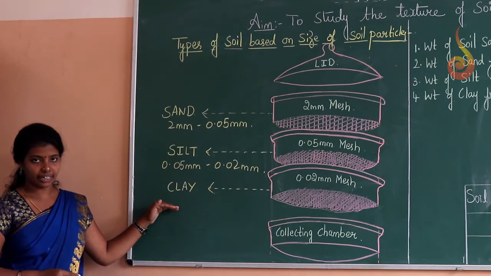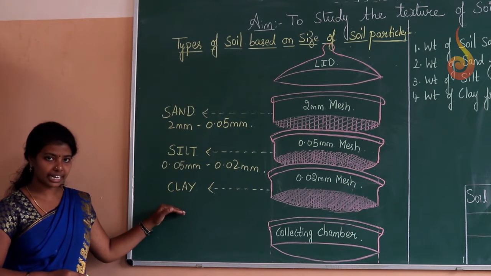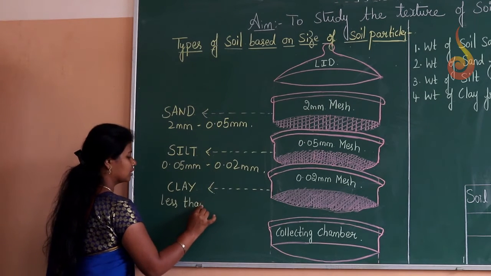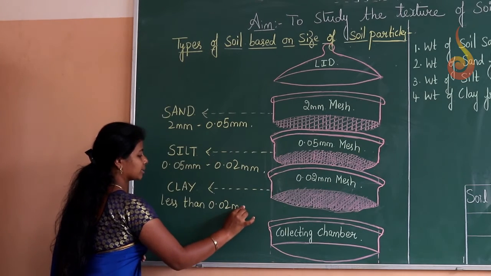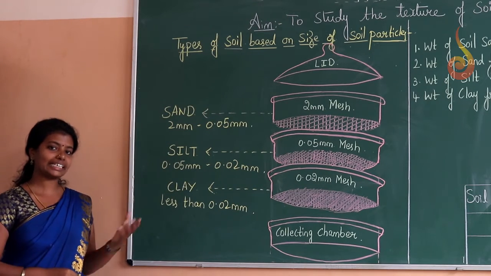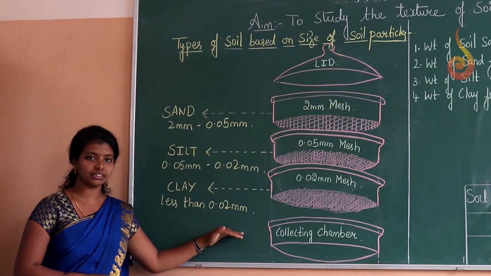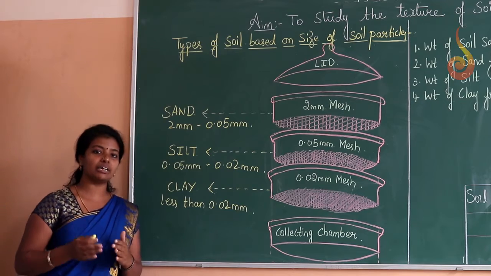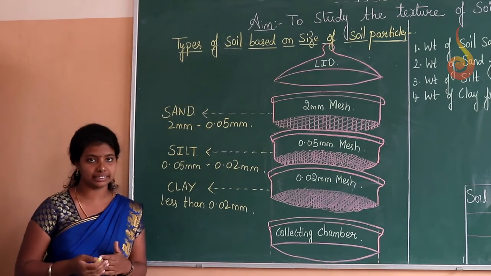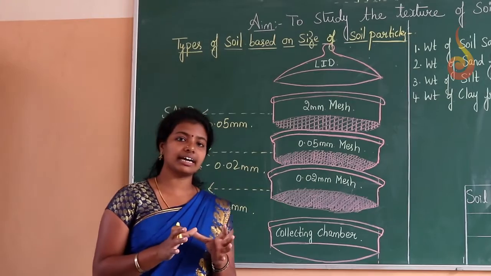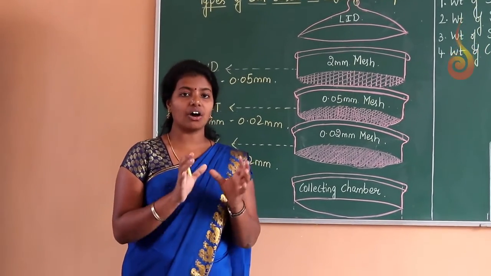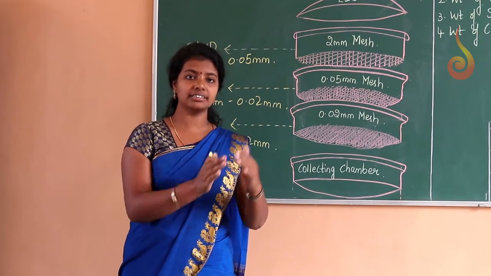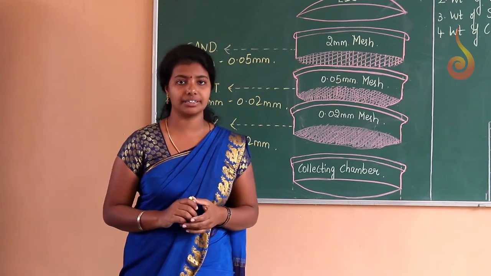Next, coming to clay. Clay is the finest and smallest in size, measuring less than 0.02 millimeter. So the soil particles of size less than 0.02 millimeters will be considered as clay. This is how we categorize the soil particles depending on their size. So now I think it's clear what soil texture means. Soil texture is decided by the percentage of sand, silt, and clay present in it.